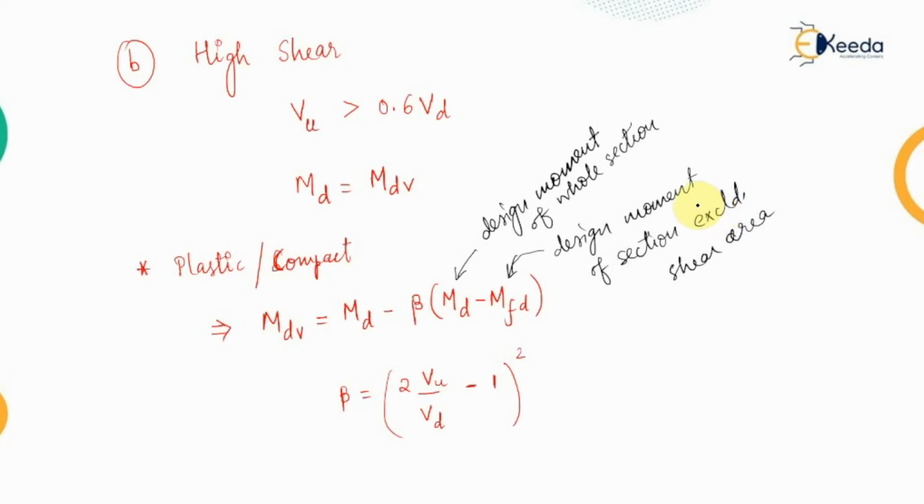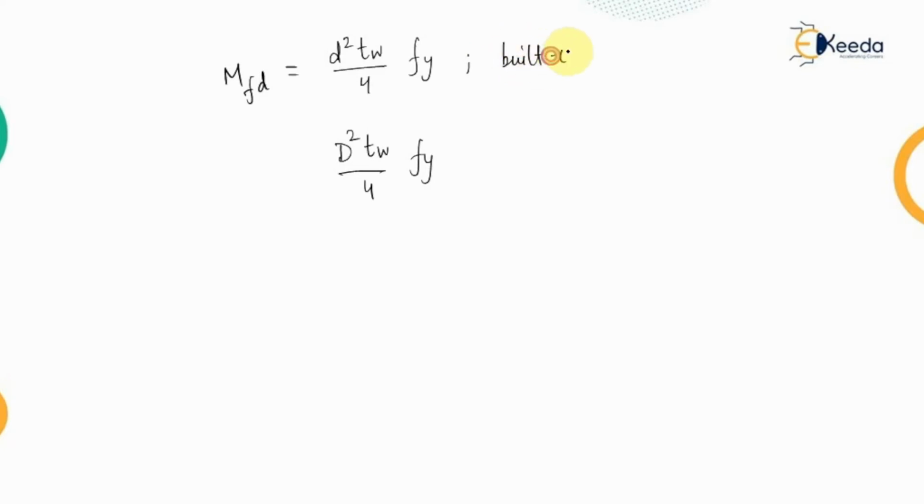So if we look at the relation for the Mfd, this is the design bending strength, calculated with two relations depending upon the type of section that we are using. It is given by d square tw divided by 4 into fy, or by capital D square into tw divided by 4 into fy. Now this small d will be taken for the built up sections, and this capital D will be taken for the rolled steel sections.